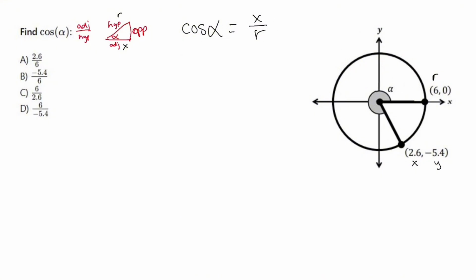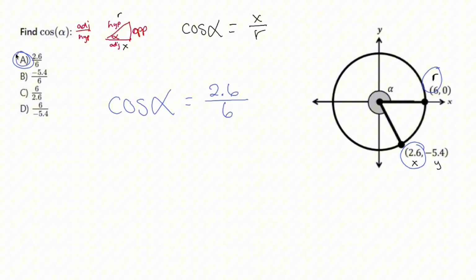Once you do that, I can look at this information over here and say, all right, my r is 6 and my x is 2.6. So cosine alpha is going to be 2.6, my x value, over 6, my r value. And that is going to give me A over here. A. That's how you do it.